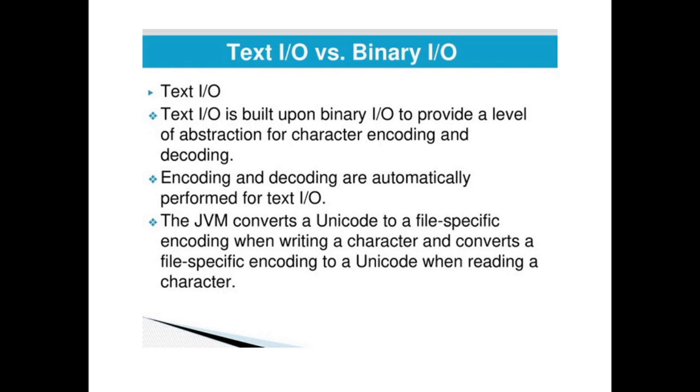So it becomes easier to distinguish between text files and binary files, every file other than a text file. You can deal with text files and we can deal with binary files. So encoding and decoding are automatically performed for text input output. The JVM converts a Unicode to a file specific encoding when writing a character, and converts a file specific encoding to a Unicode when reading a character.